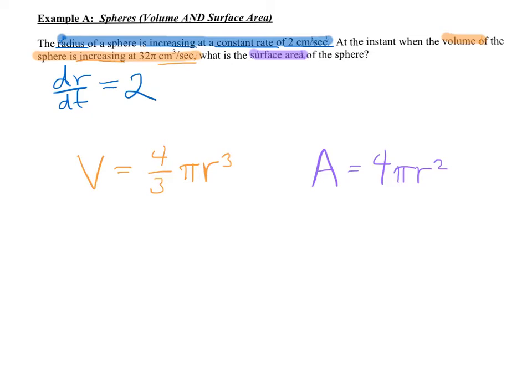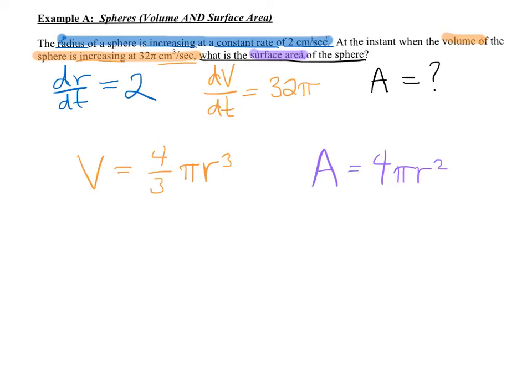This is talking about a rate at which the volume is increasing. So we're going to write dV/dt equals 32π. Now finally, when we get to what the question is asking us for, it says, what is the surface area of the sphere? Do they ask for the rate or the actual surface area? In this case, they want the surface area. So I'm going to go ahead and say A equals question mark to designate that that's what we're going to try to solve for.